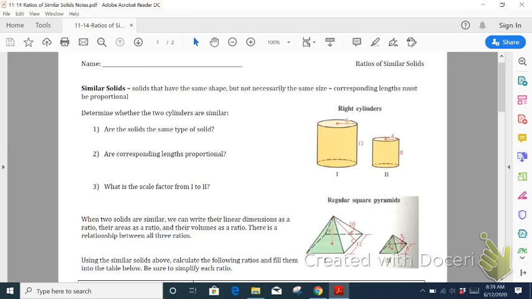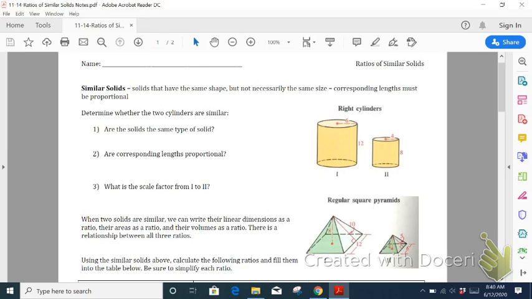Alright, so we know about similar figures. Similar figures have the same shape, but not necessarily the same size. So similar solids are the same thing, same shape. You can scale them up or down, but they could be different sizes. And, most importantly, the corresponding lengths must be proportional. Also, any angles are going to be congruent, just like similar figures.